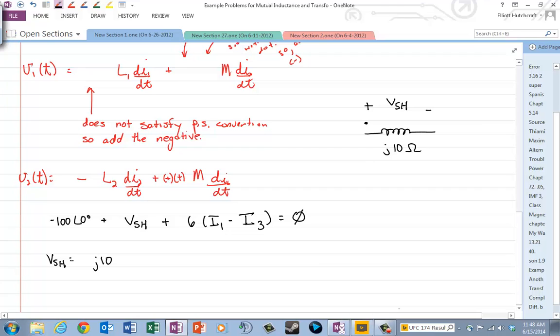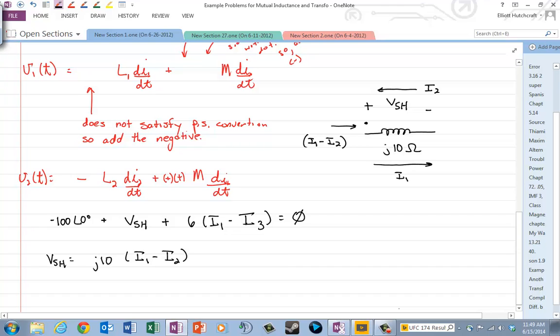And let's make sure we see that. From the bottom mesh we have I1 going this way. From the top mesh we have I2 going this way. Well, I want my net current going into the dot to satisfy the passive sign convention, and so that net current is I1 minus I2. So I'll put I1 minus I2 here.